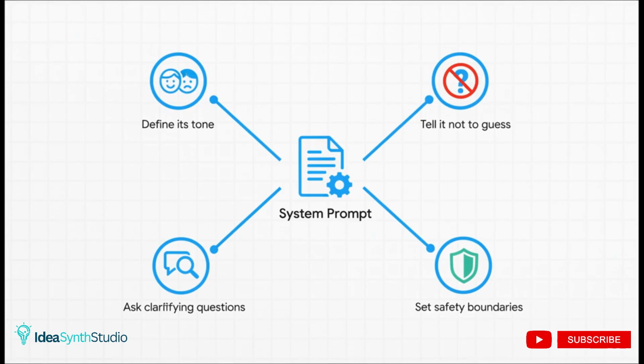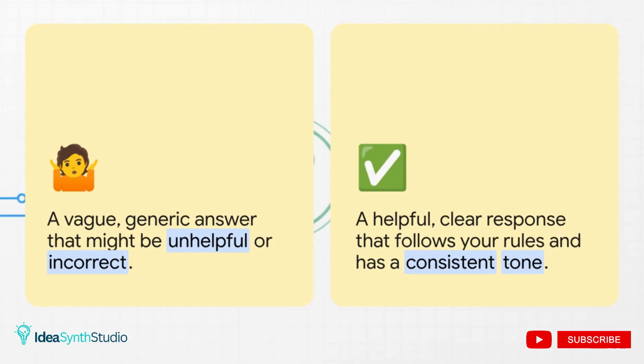Just think of the system prompt as the chatbot's employee handbook. You can tell it to be friendly and helpful. You can tell it, hey, if you don't know the answer, just say you don't know. You can even teach it to ask for more details if a question is vague. And of course, you set the hard boundaries for what it should never, ever do. And the difference is just night and day. Without a good system prompt, you get these kind of vague, generic answers. But with one, suddenly your bot is helpful, it's on brand, and it's actually useful.